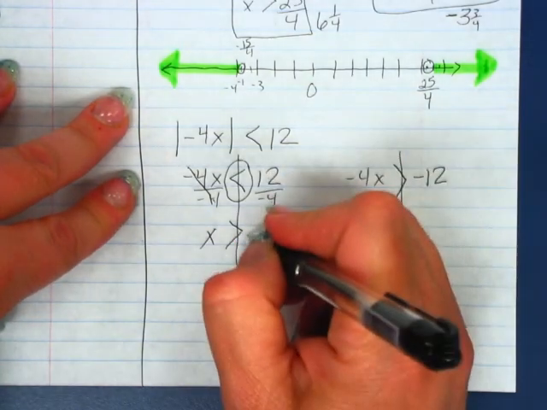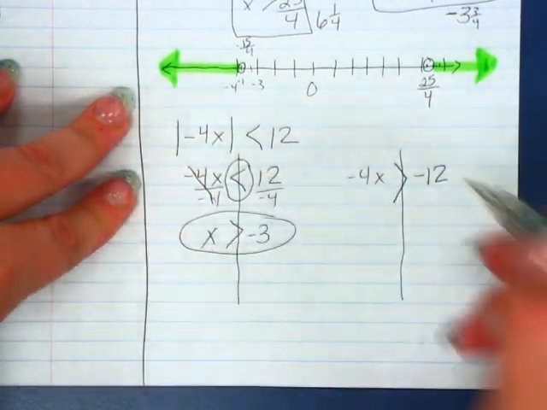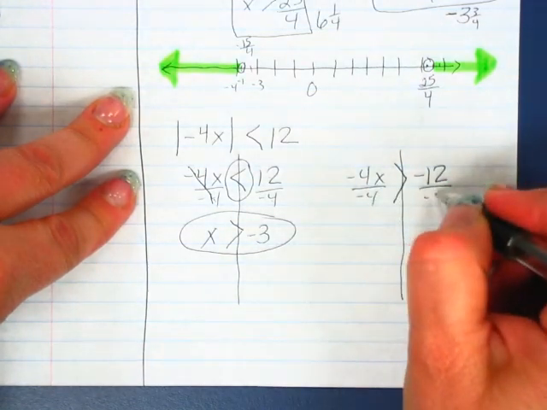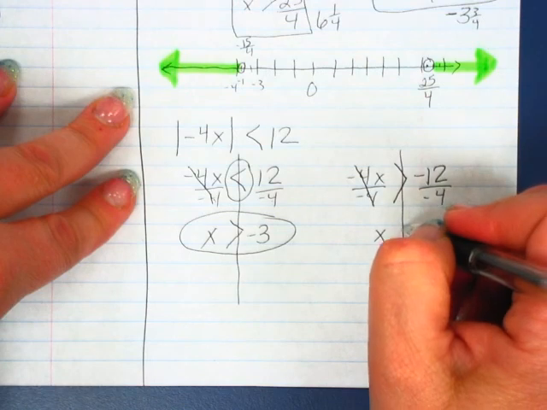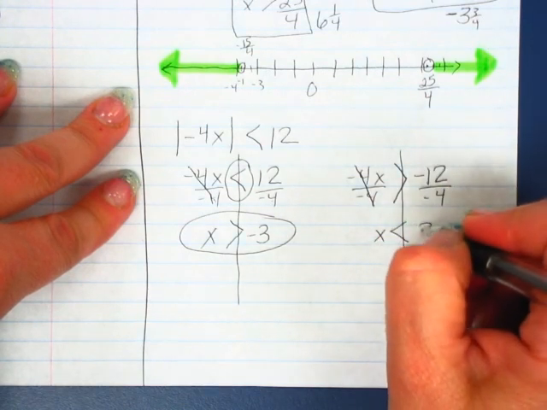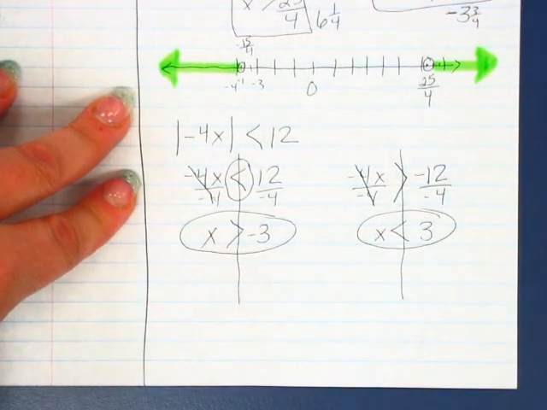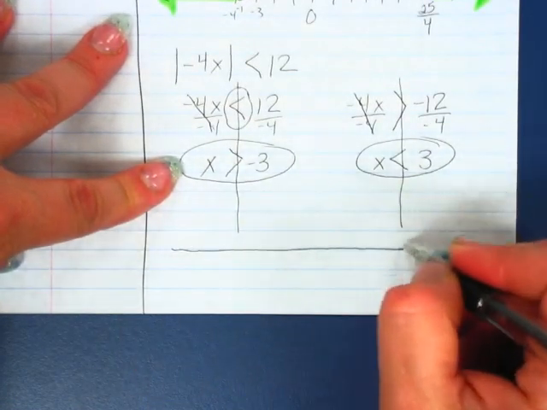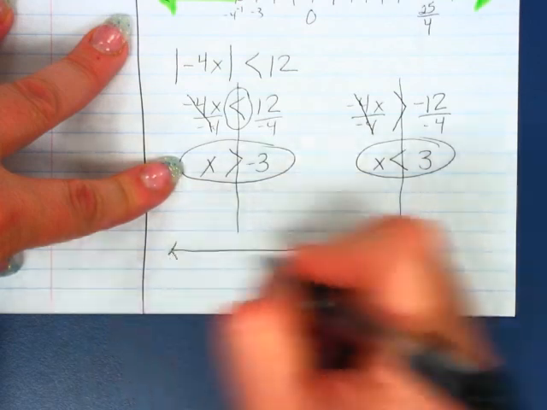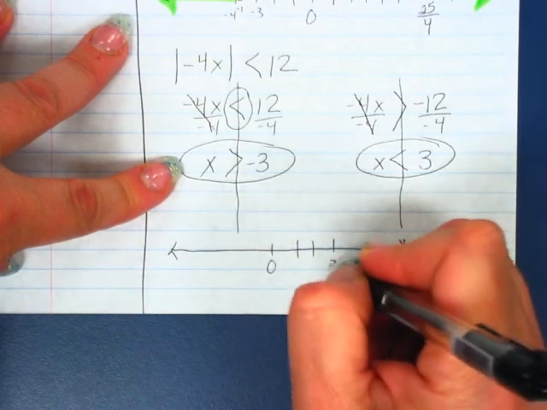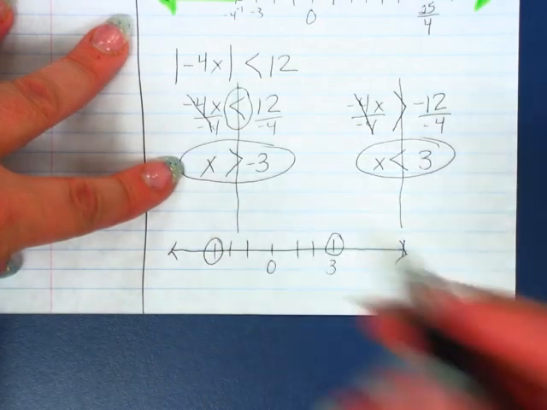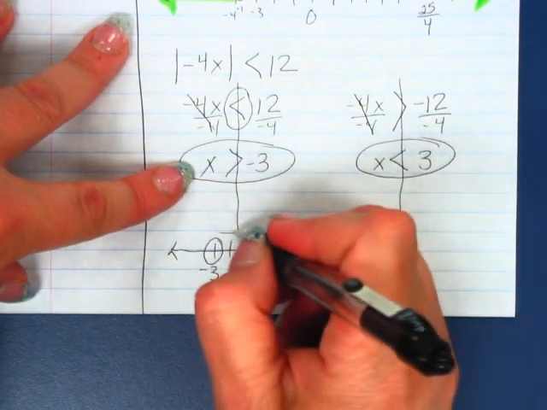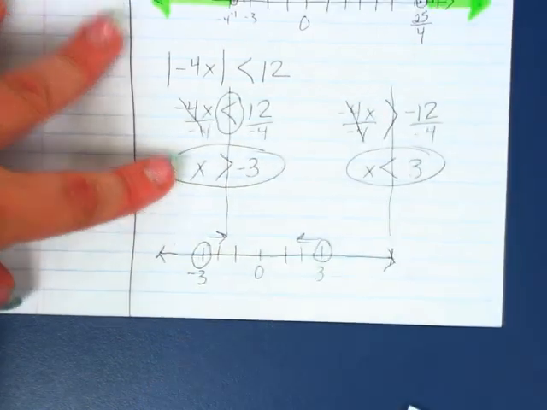12 divided by negative 4 is negative 3. Here again, we're going to divide by the negative 4. That simplifies out. It was a negative 4 that I was dividing by. Flip my inequality, and I get 3. So x has to be greater than negative 3, and x has to be less than 3. 0, 1, 2, 3. Open circle, because there's no equal sign. Here's my negative 3. X is greater than negative 3, less than 3.